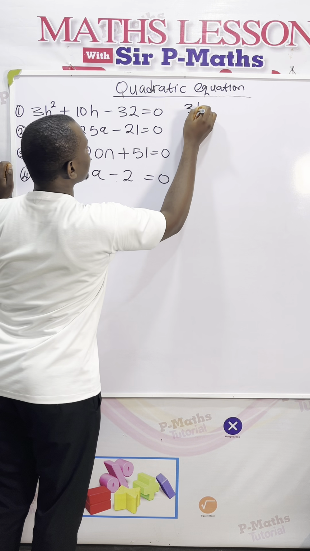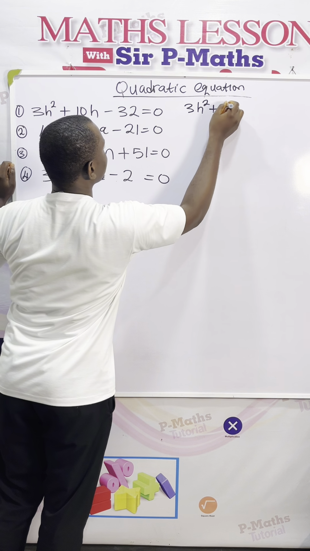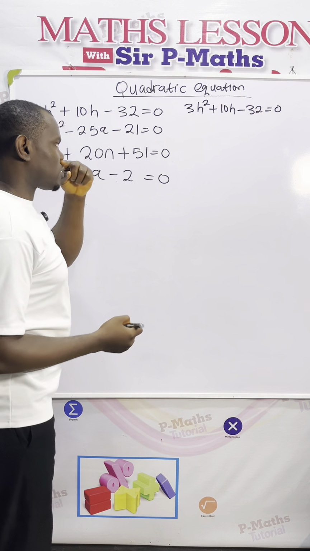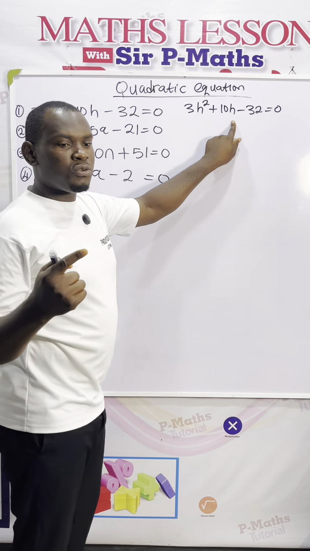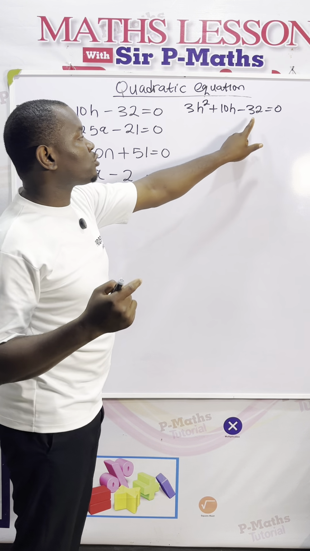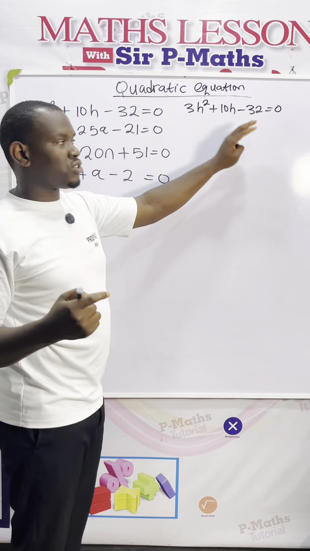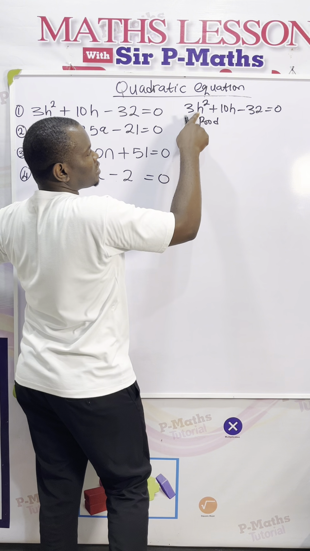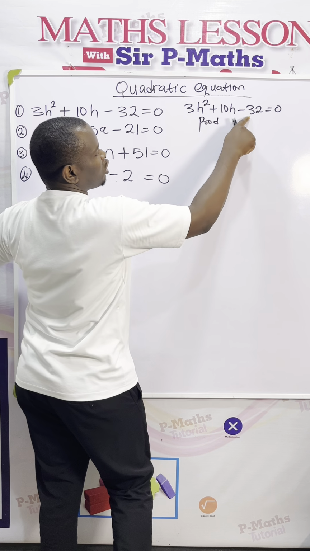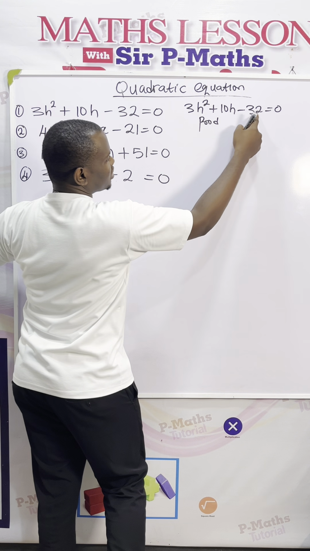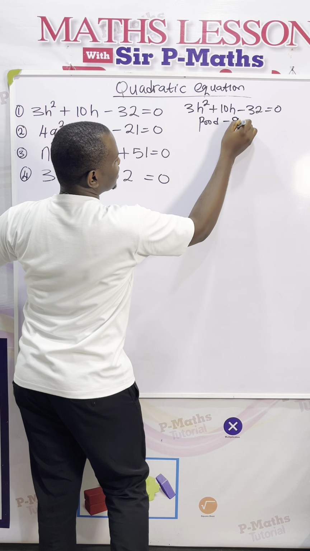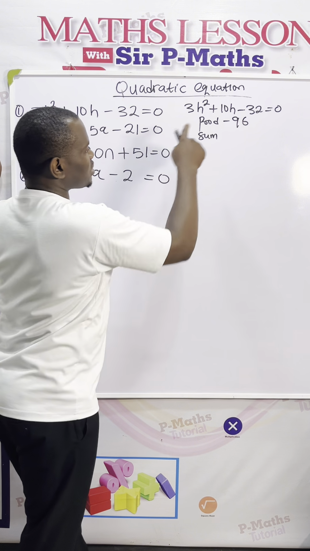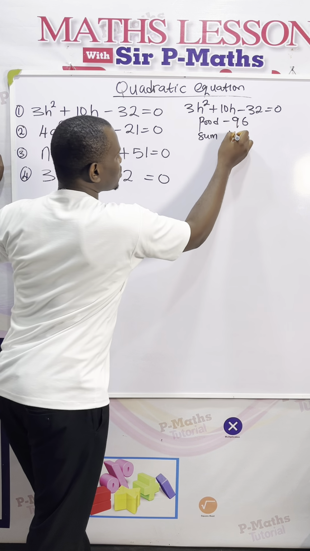I have 3h squared plus 10h minus 32 equal to 0. How do we solve this by factorization? The first thing you have to do is to find the factors, the products and the sum of the equation. So the product is the coefficient of the squared variable times the constant. So 3 times minus 32 gives us minus 96. And then we have our sum. Our sum is the coefficient of the linear variable, which is 10.